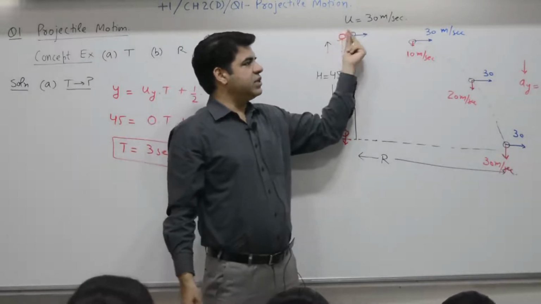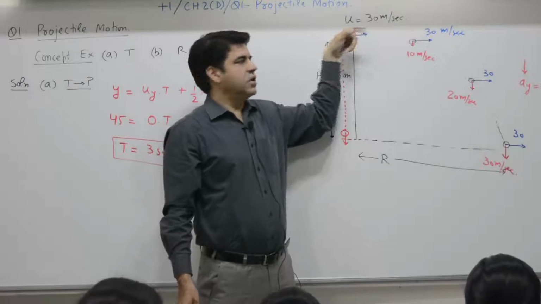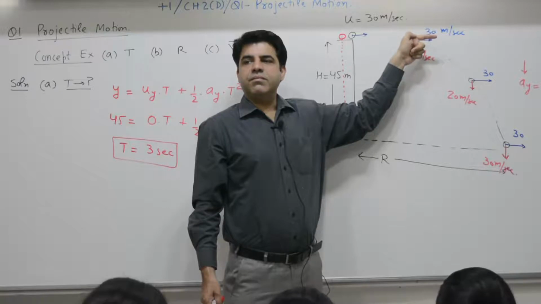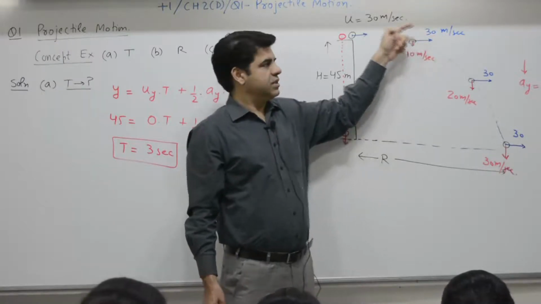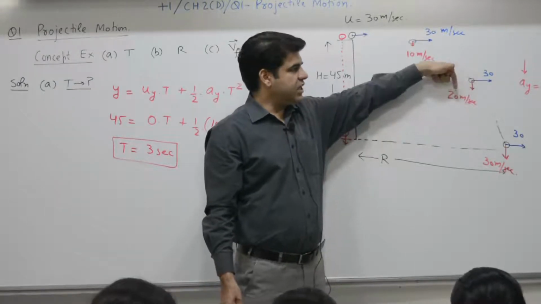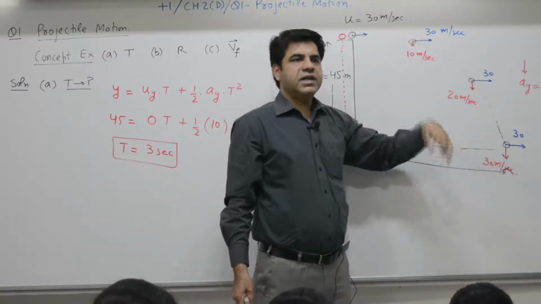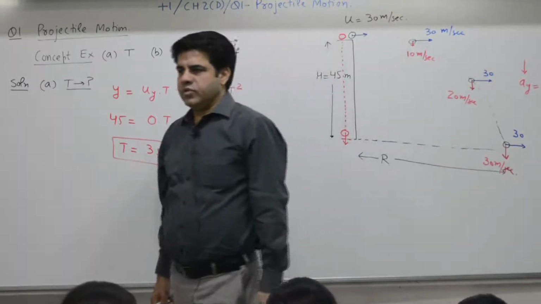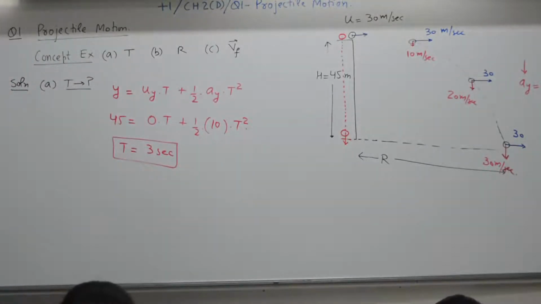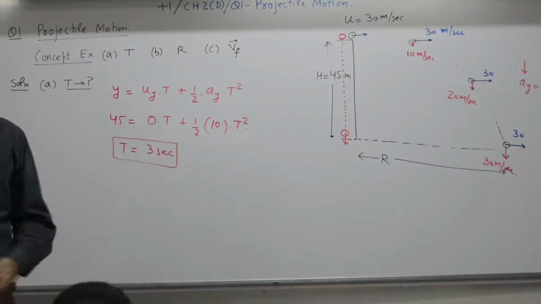This is a photograph at t is equal to 0: horizontal is 30, vertical is 0. After 1 second, horizontal remains the same because there is no acceleration along x-axis. Vertical is what? 10. After 2 seconds, horizontal 30, vertical 20. Vertical velocity changes by 10 meter per second every second. If the object is moving down, it increases by 10 meter per second in every second. If the object is moving up, it decreases by this. One minute to complete this.